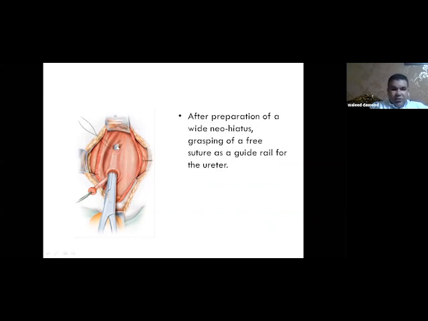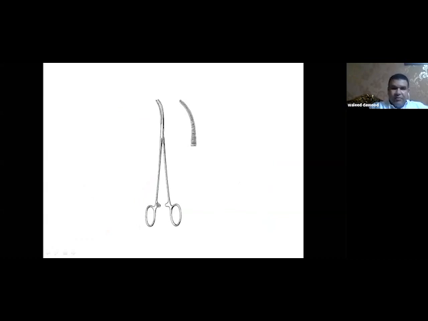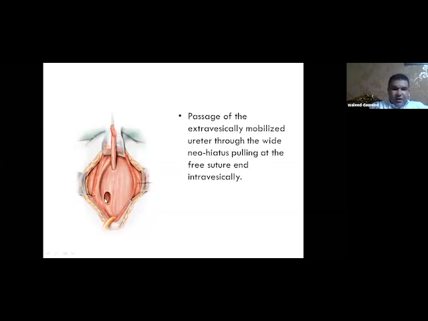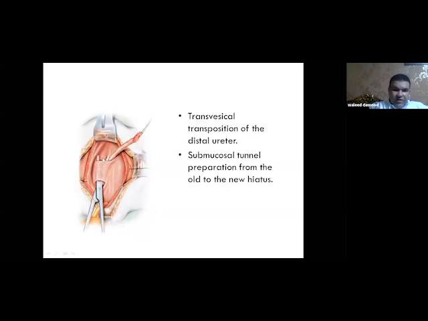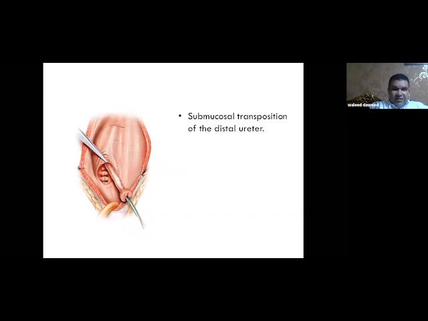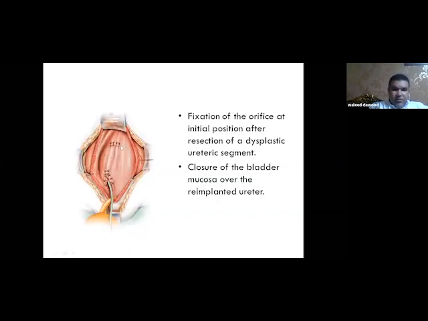A stay suture is taken, and I can get it out and fix this stay suture to the ureter and remove the stent. This is the forceps I use. The ureter is again put retrovesically to come out through this incision. Then we close the muscles of the normal hiatus, and the ureter is put in a tunnel from the new hiatus, sorry, here, to the normal hiatus. After closing the muscle bed of the normal hiatus, the ureter is pulled to this hiatus and fixed here. The part of the incision here is closed, and we can put a stent or not.